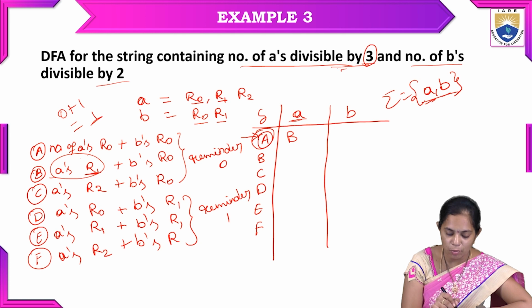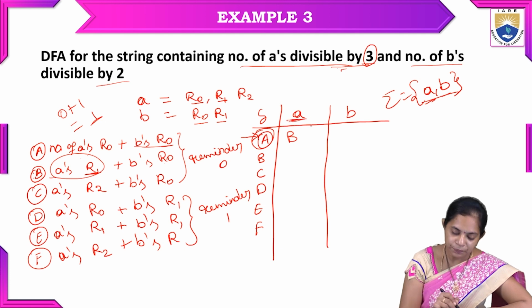A's with the remainder 1. So that combination, B is not changed. Why? Because B is the same thing. So B is not changed. We are taking only input A.